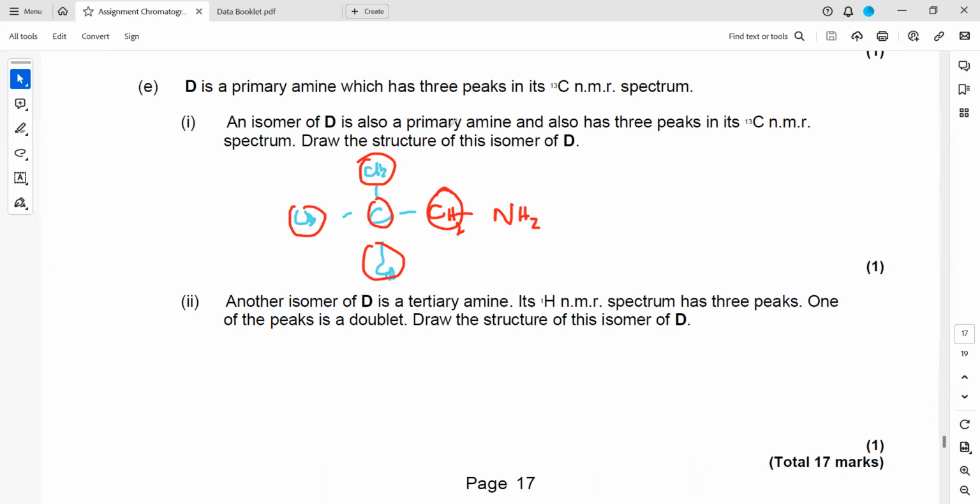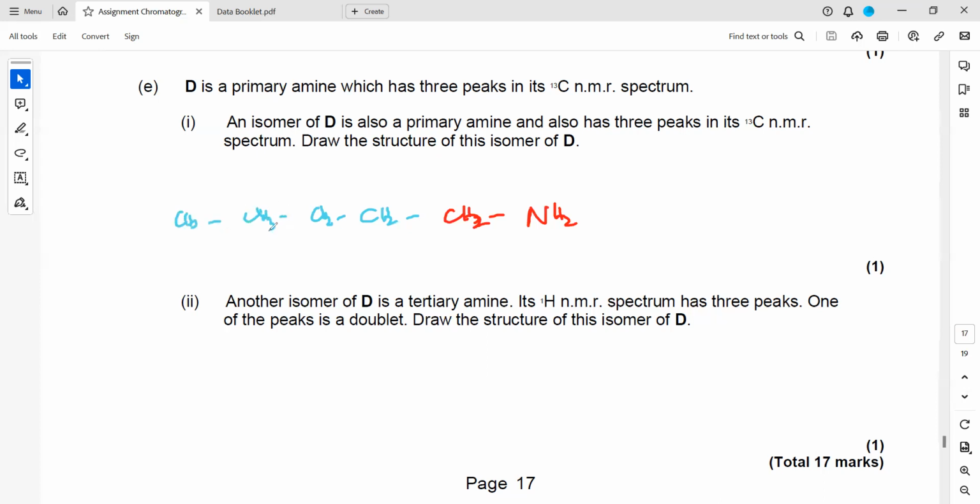It is a primary amine, and it also has three peaks of carbon-13. If I draw a straight chain, for example NH2 and CH2, and draw all of them in a straight chain, like CH2, CH2, CH2, and CH3, this is one carbon, second carbon, third carbon environment, and so four or five peaks will be there. That's why this is not possible.